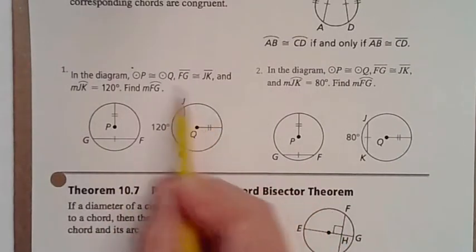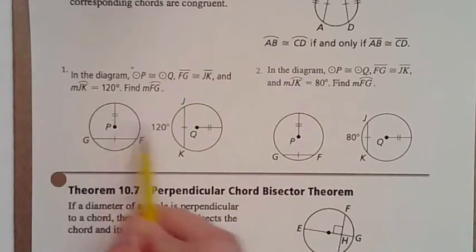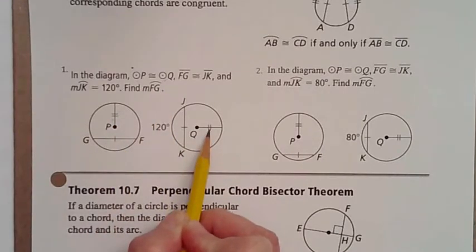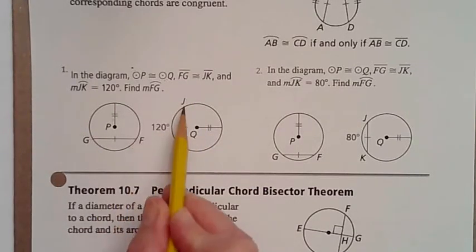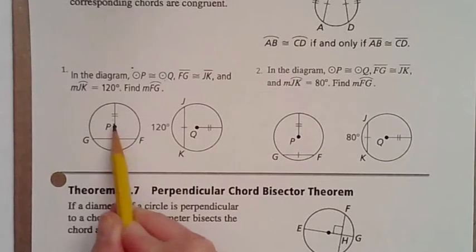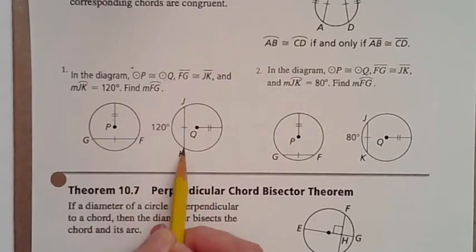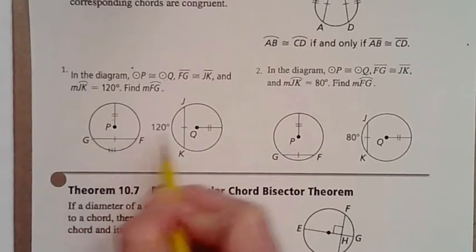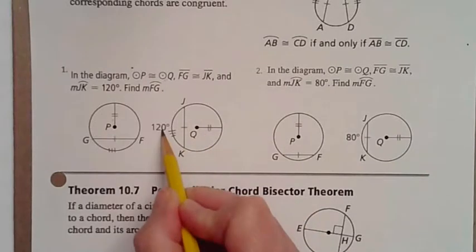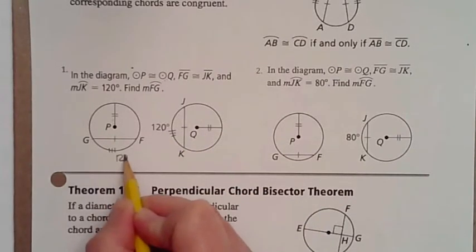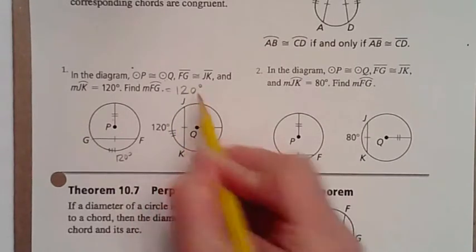So here we have a diagram. Not only do we tell you that these guys are congruent, yes, it's marked. So we have congruent radii. They're telling you that you have congruent chords. So in congruent circles, when you know that these 2 chords are congruent, that means that these corresponding arcs are also congruent. This guy here is 120, so arc FG is also 120 degrees.